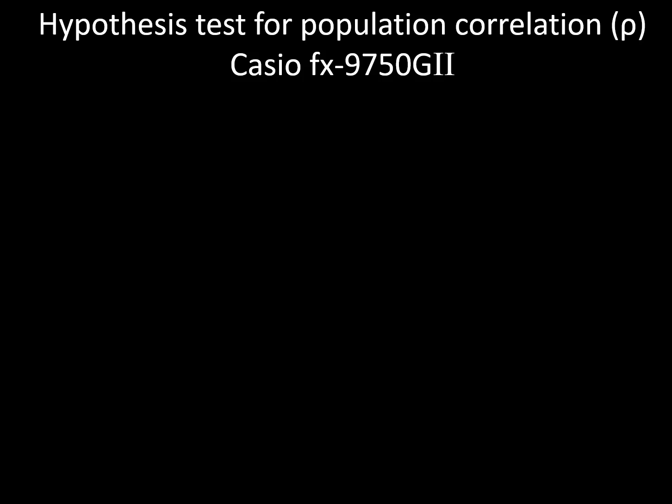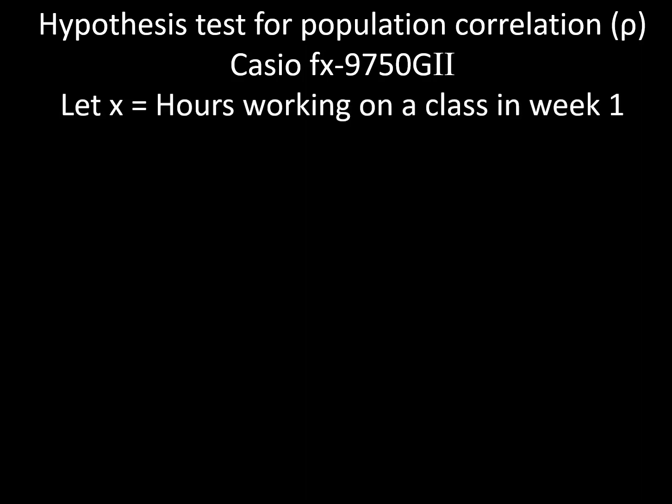In this video, we'll look at a hypothesis test for population correlation in the Casio graphing calculator. The independent variable x is the number of hours students self-reported working on a class in the first week of an intensive 5-week online BizStat class. And y, the dependent variable, is the week 1 exam score.